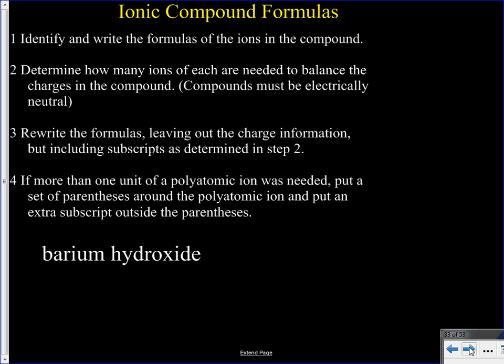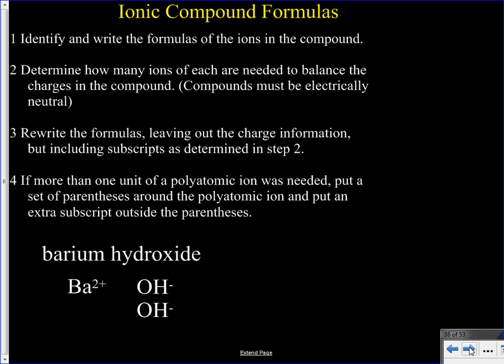When we go through step 1 and identify and write the formulas of our ions, we have the barium ion, which is a 2 plus. And we have the hydroxide ion, which is a polyatomic ion. It's an oxygen bonded to a hydrogen, and it picks up an extra negative charge. And again, we'd like to keep it simple and have just one of each, but we've got 2 positives and only 1 negative. So again, we'll have to bring in another negative to balance that out. And if we bring in another hydroxide ion, that will give us 2 negative charges total to balance out the 2 positive that we get from our barium ion.